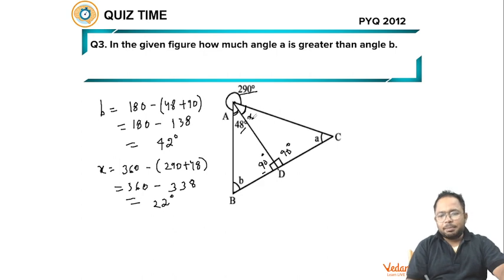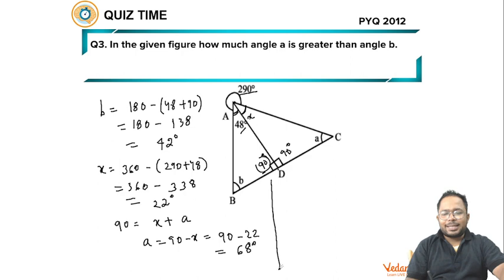Now it's very simple to get this A value. We can use the exterior angle sum also: this 90 degree being the exterior angle, 90 degree should be the sum of x plus angle A. So angle A would be 90 minus x, and we have already found x to be 22 degree. So 90 minus 22 gives us 68. Now A we have got as 68 and B we have got 42.